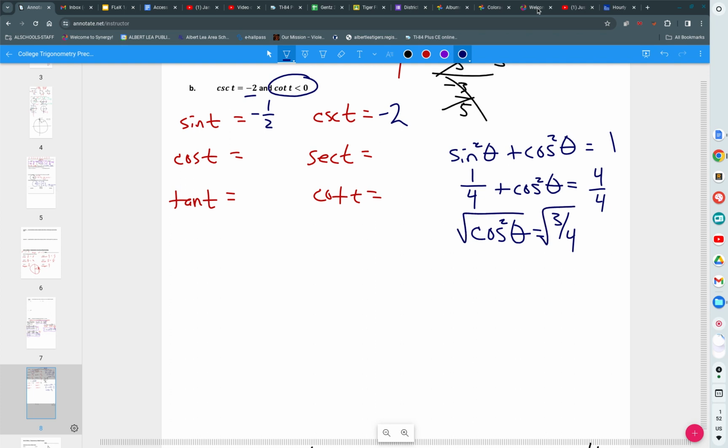We square root both sides, cosine of theta. I can't take the square root of 3, so I just write root of 3. But I can take the square root of 4, I get dos, which is Spanish for 2. And because I square rooted a variable, I have the positive or the negative. And this is the part where it gets a little bit confusing because we're not given the quadrant that the angle is in, are we?